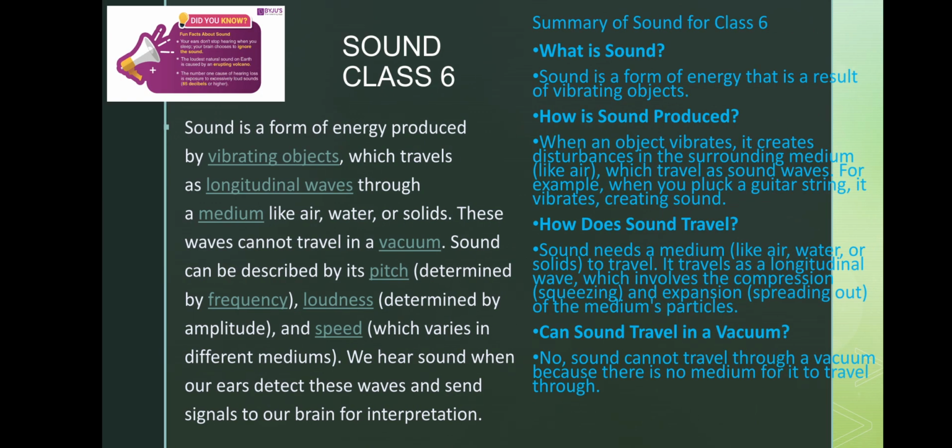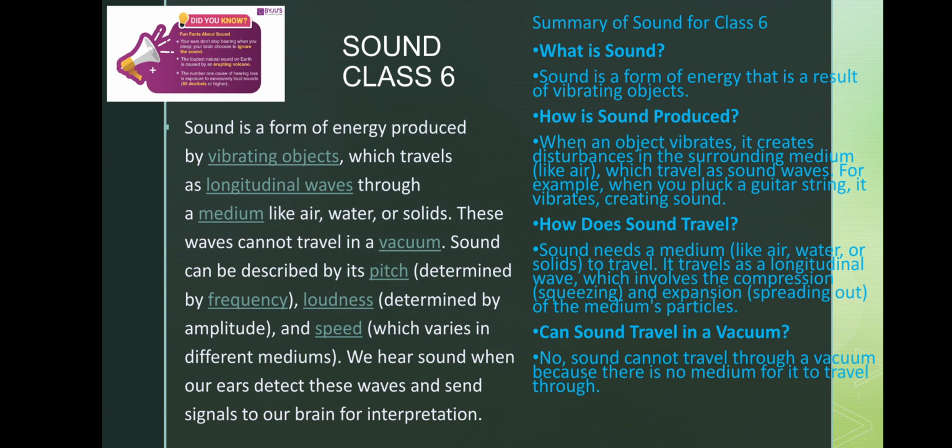Now, the conclusion of the sound chapter. Now you can see, did you know which sounds have more decibels? Volcano eruption, then the loudspeakers, horns, all that is given there. Sound is a form of energy produced by vibrating objects, which travels as longitudinal waves through a medium like air, water, or solids. These waves cannot travel in a vacuum. Sound can be described by its pitch, determined by frequency, loudness, determined by amplitude, and speed, which varies in different mediums. We hear sound when our ears detect these waves and send signals to our brain for interpretation.